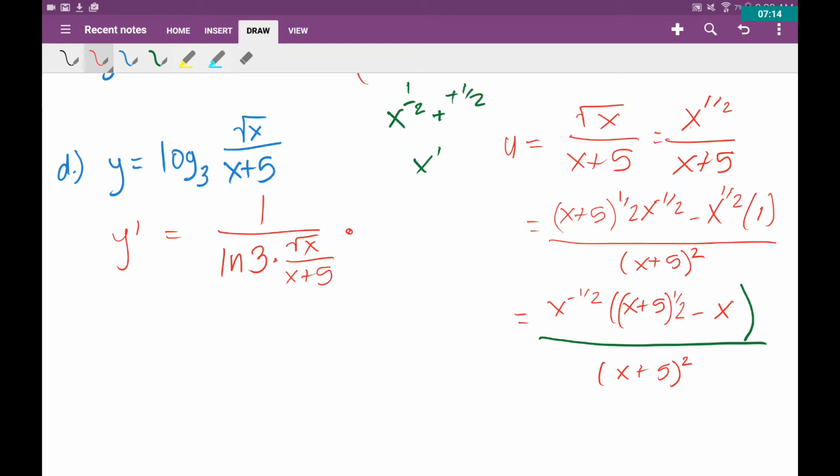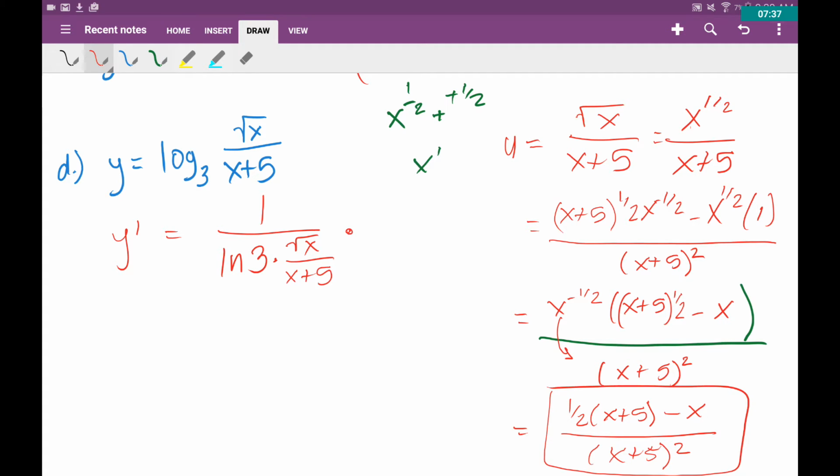Alright, and then I would move this down. So it's 1/2 x plus 5 minus x all over x plus 5 squared. So all of this gets moved up into what was being multiplied by. So I just rewrite it prettier.